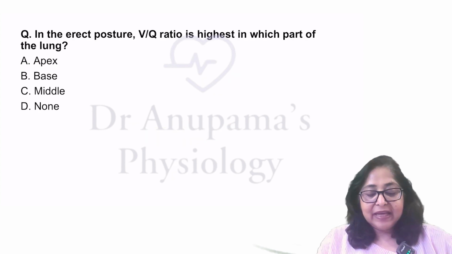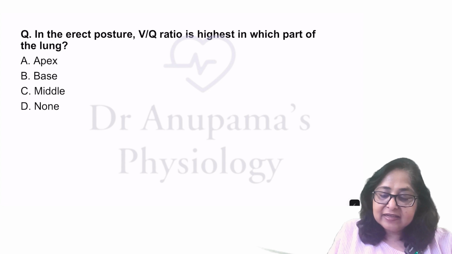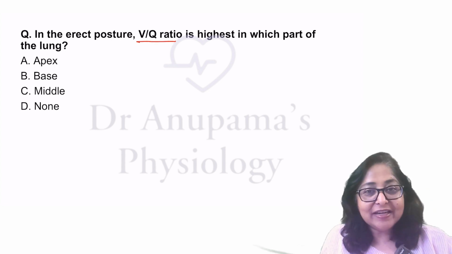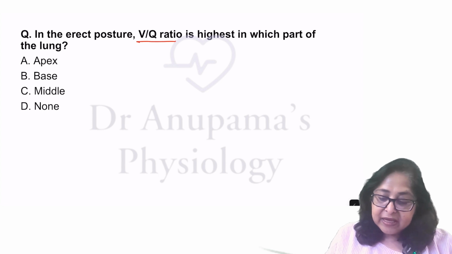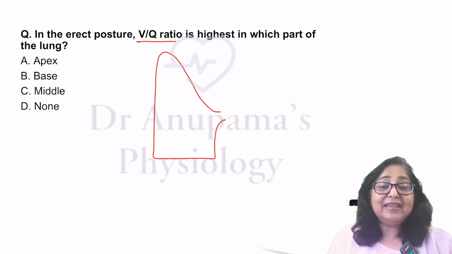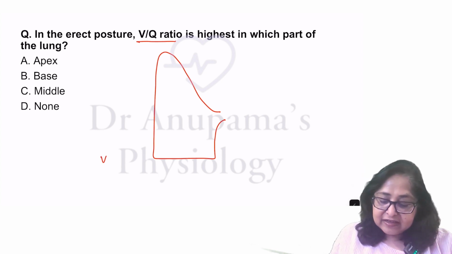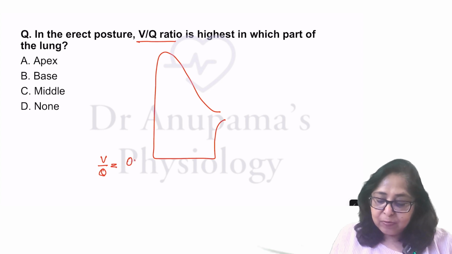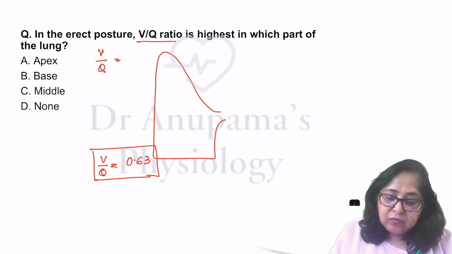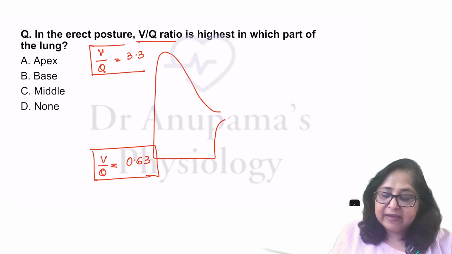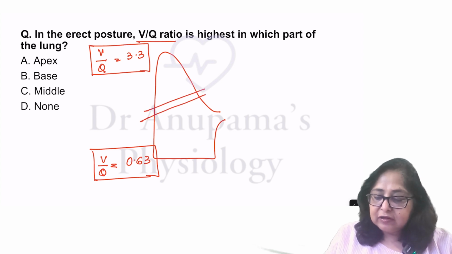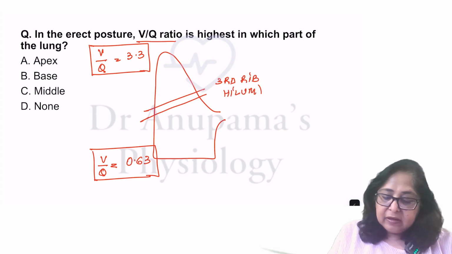Let's look at the next question. In the erect posture, VQ ratio is highest in which part of the lung? V is ventilation, Q is perfusion. Now, in the standing posture, in the erect posture, that means basically because of the effect of gravity, we find that the VQ ratio at the base is 0.63 and at the apex, the VQ ratio is 3.3. At the level of the third rib, which is close to the hilum, the VQ ratio is 1.